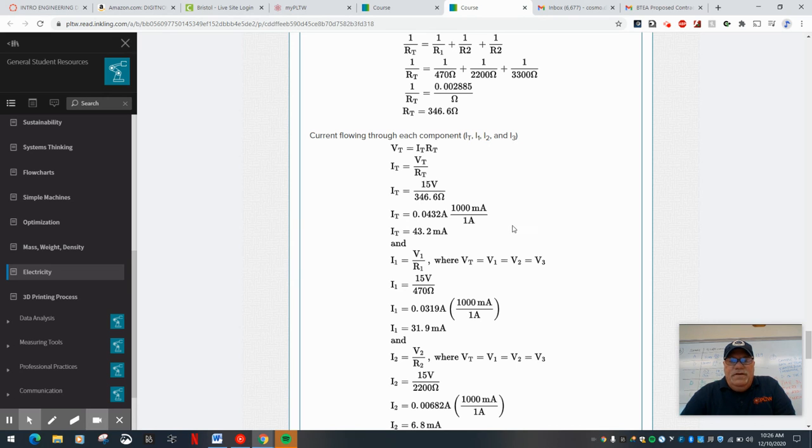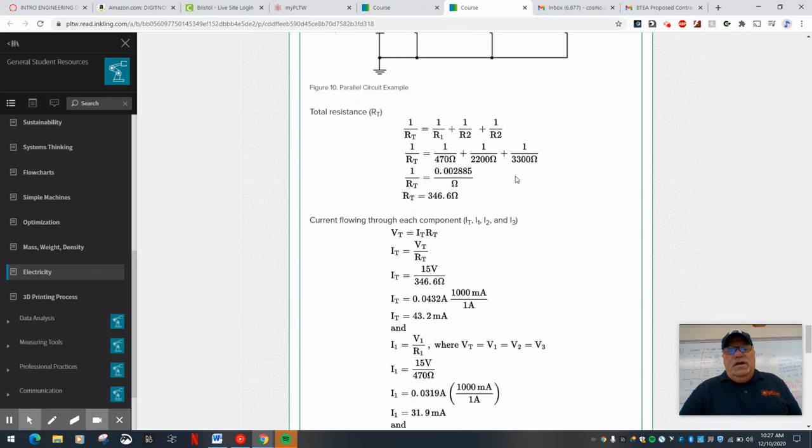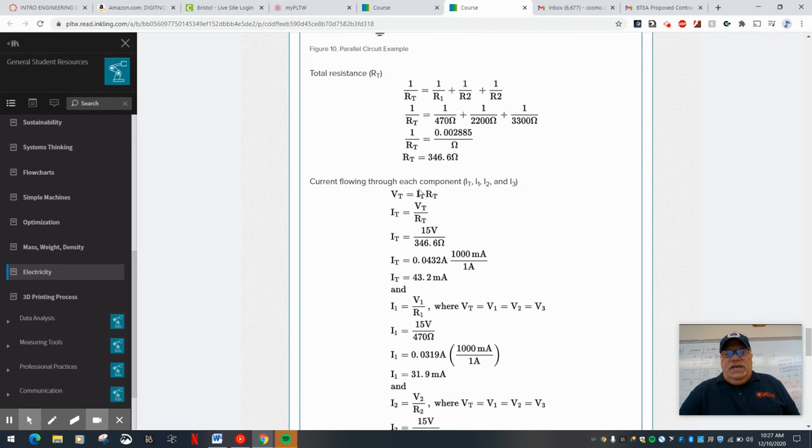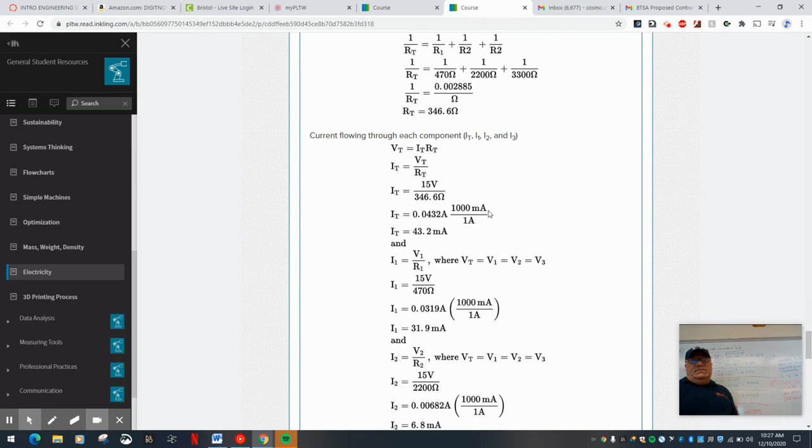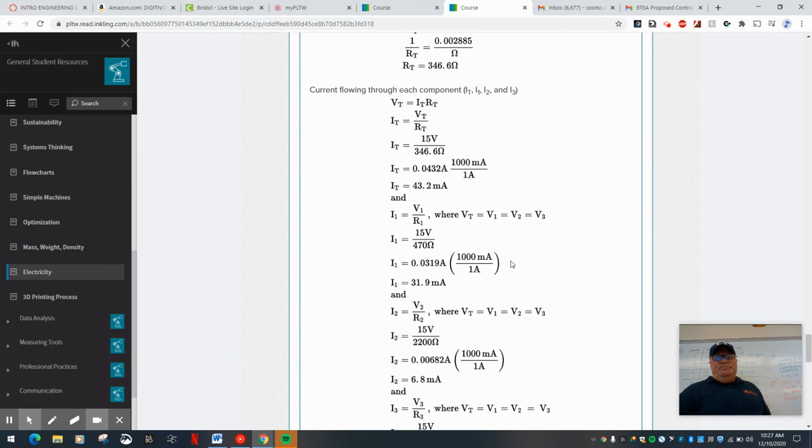Now the current flowing through each component, IT, I1, I2, I3. We have 15 volts divided by the total resistance. And so our total current is 43.2 milliamps or 0.0432 amps. The total current is equal to the voltage divided by the total resistance.